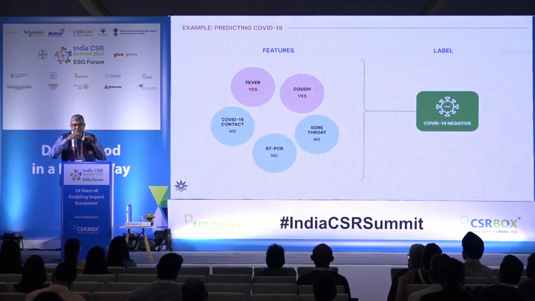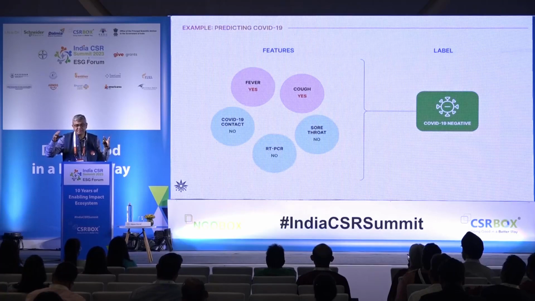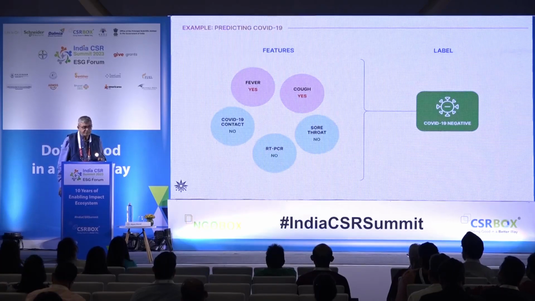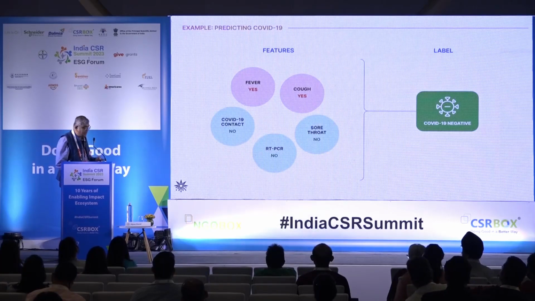Now, if the AI is exposed to a lot of examples like this of features and outcomes, then it will learn to internally do this mapping between features and outcomes. And that's essentially what all AI models do.